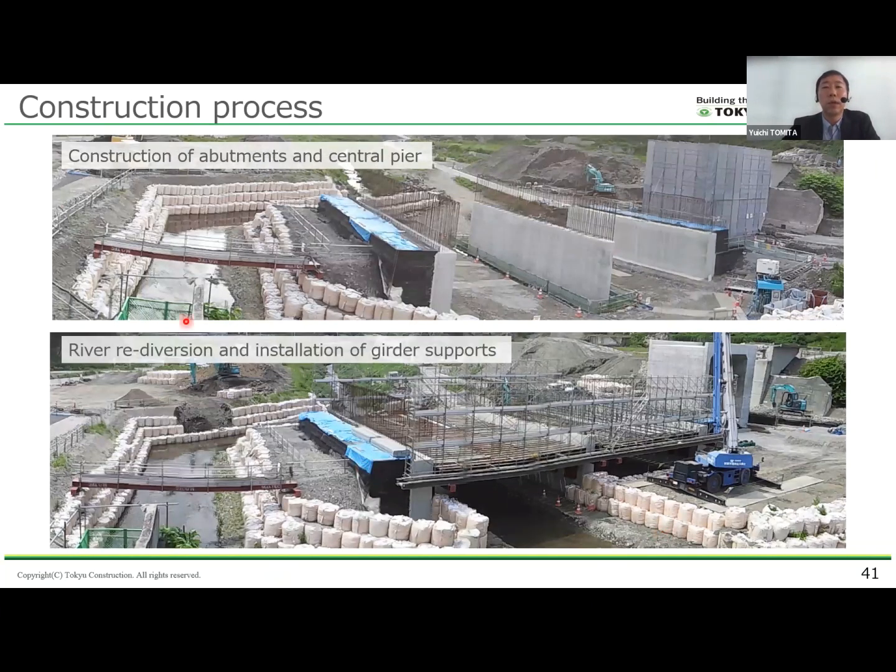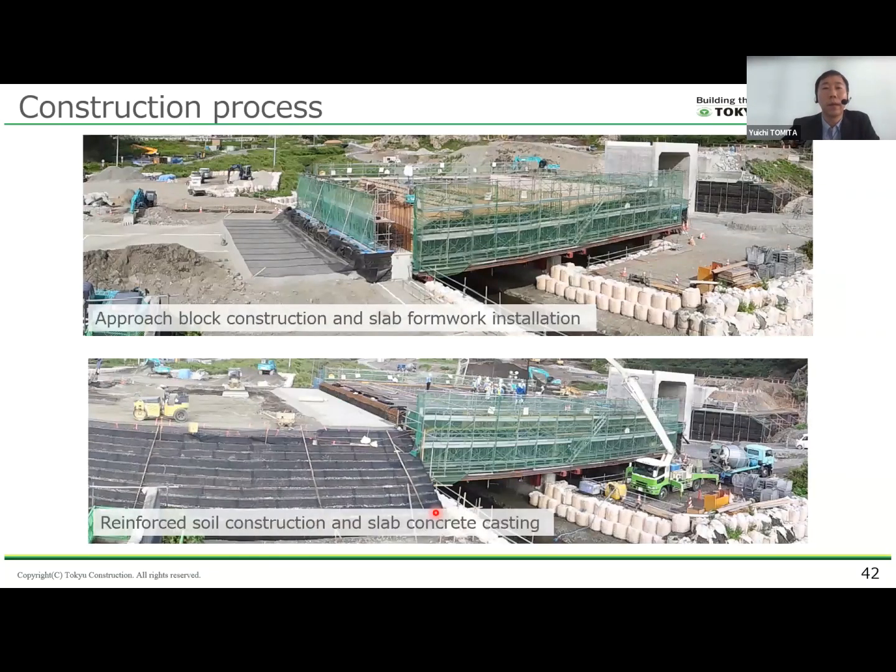The front portions of the approach blocks, the full height rigid facing, and the central pier were constructed. After that, temporary supports for the bridge girder were installed. Construction of the approach blocks continued, and the formwork for the girder slab was placed. The GRS approach fields were also built up, and the slab concrete was cast.